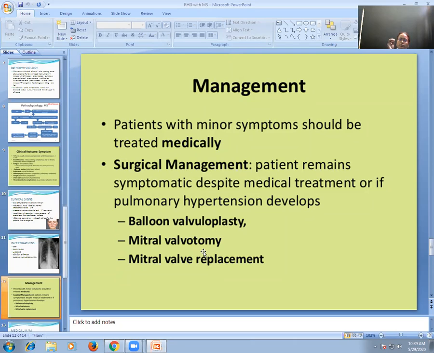So, balloon mitral valvotomy. If your valve is very stiff, thick, calcified, and you cannot dilate it with a balloon, then you have to replace the valve with a prosthetic valve, which is called mitral valve replacement. So, balloon valvotomy or mitral valve replacement, that is the surgical management.